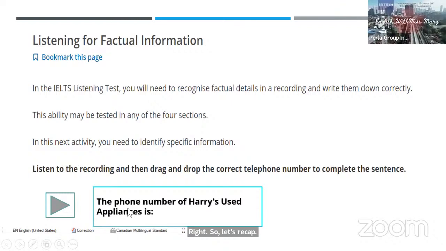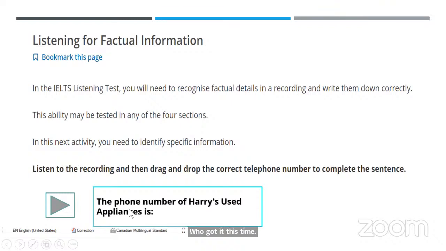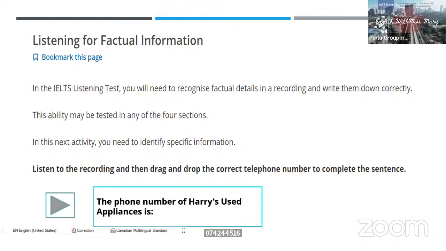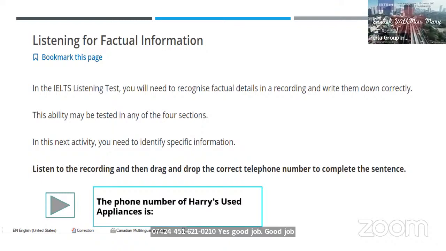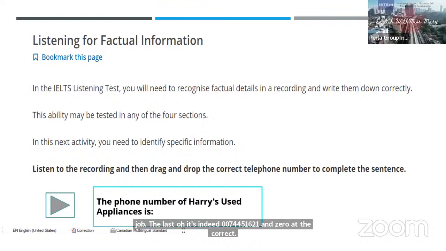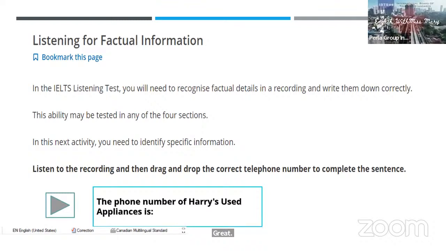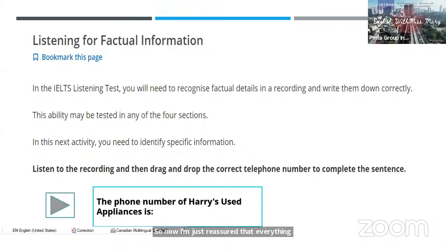All right, so let's recap. Who got it this time? 07445162110. Yes, good job. Great job, Salah. So it's indeed 074451621 and 0 at the end. Great. So now I'm reassured that everything is all right when it comes to factual information.